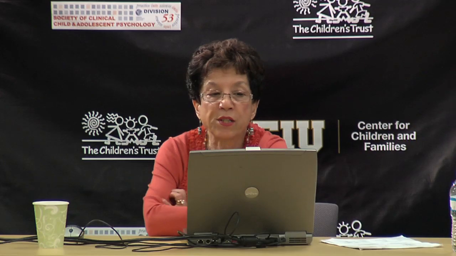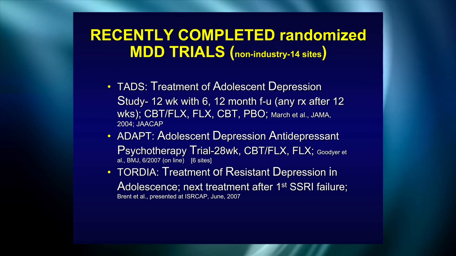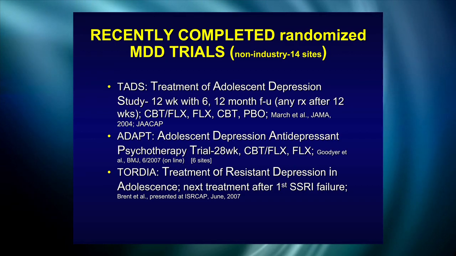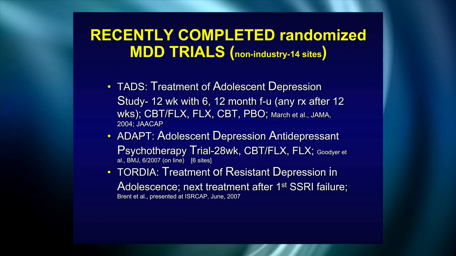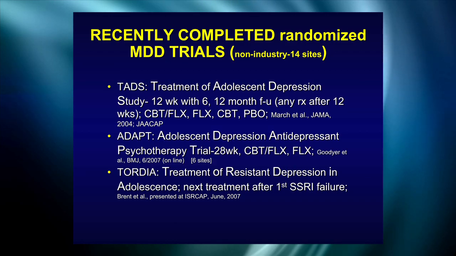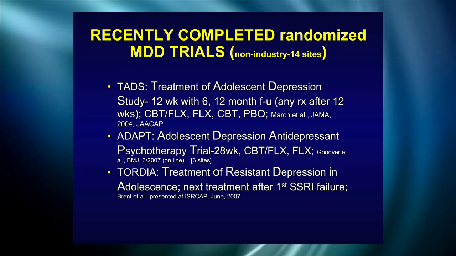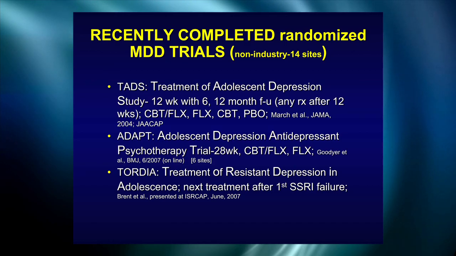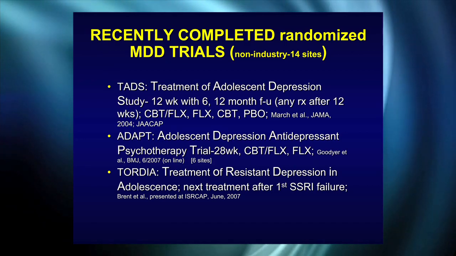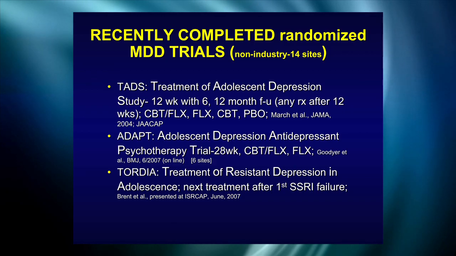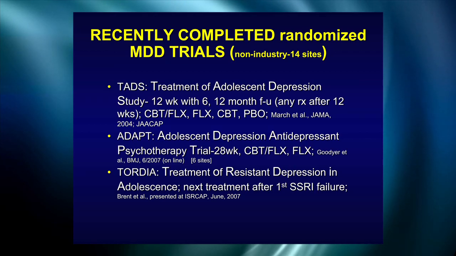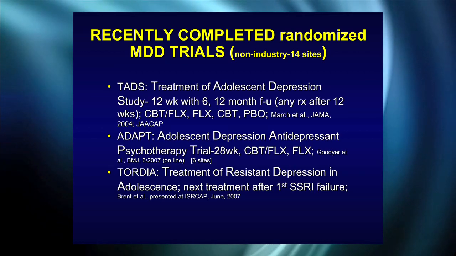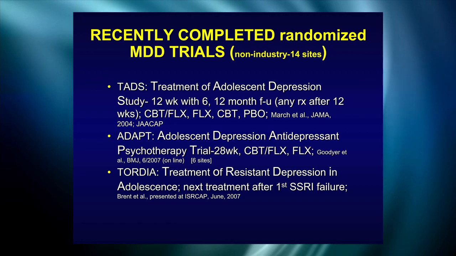Now, as I said before, there have been a series of recently completed NIMH trials that have tried to tackle a number of different questions. The TADS trial, the Treatment of Adolescent Depression Study, as you know, was a trial where they were trying to look at state-of-the-art treatments in depression in adolescents. They looked at fluoxetine alone, CBT alone, the combination, and there was a placebo in terms of a medication. I mean, there was no placebo for the CBT, but there was a placebo medication arm.